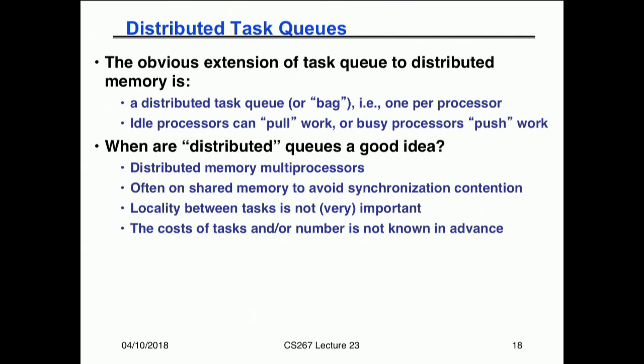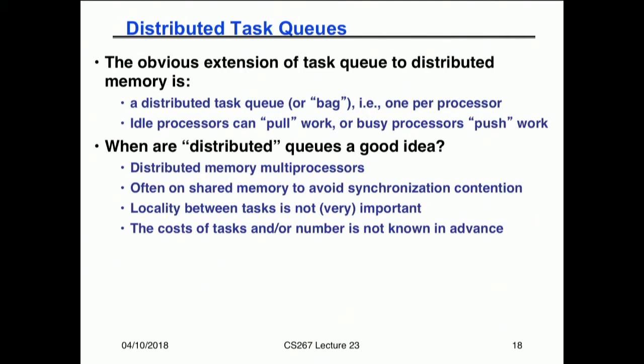Okay, so those were all talking about shared memory, and so you've got this shared queue, and it's got a lock, and so there's a little bit of a bottleneck that you need to worry about, so you're trying to avoid that. But now what if we've got distributed memory? Well, we can use a distributed task queue, or what I'll call a bag, for a reason I'll say in a minute, where you've got one of these queues on each one of the processors, and every processor can pull work from one of the processors that has work in its queue, or a busy processor can push work. So you have both a pull and a push strategy.